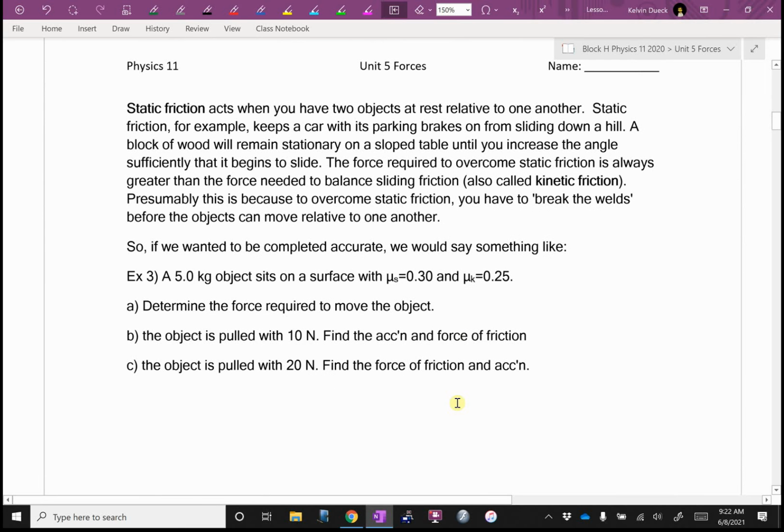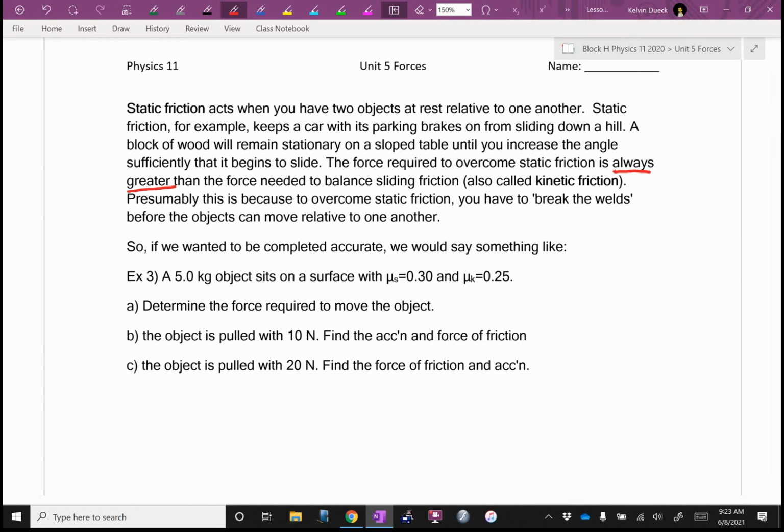So static friction acts when you have two objects that are at rest relative to each other. Static friction is what keeps a parked car on a hill from sliding down the hill. A block of wood will remain stationary on a sloped table to a certain point. If you increase the incline, it will eventually start to slide, but on a small incline, static friction will keep the wood from sliding down the table. The force to overcome static friction is always greater than the force you needed to balance sliding friction. Sliding friction is called kinetic friction.